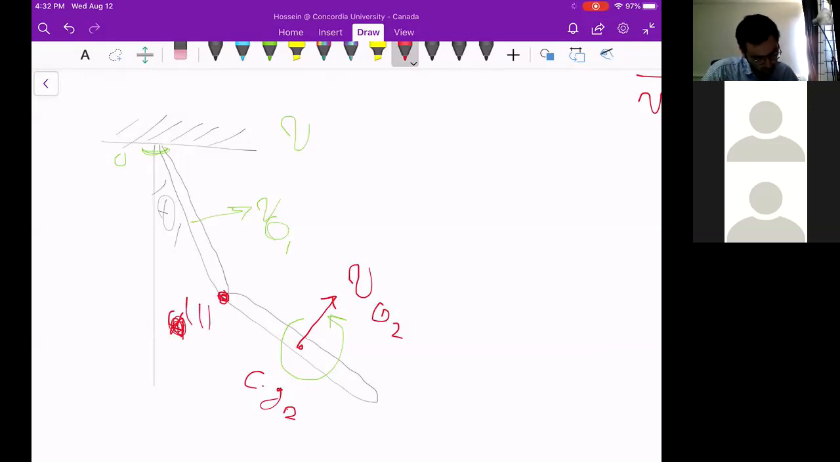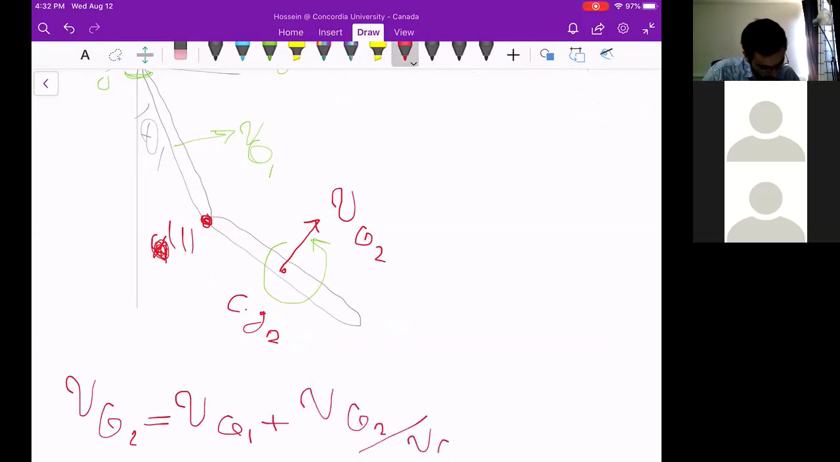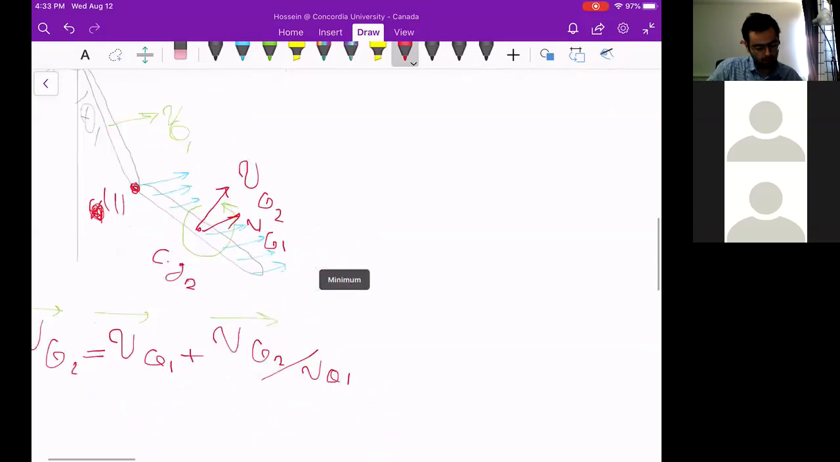So VG2 basically is VG1 plus VG2 with respect to VG1. This velocity is applied to this point. So all the particles in the second bar are subject to this velocity. Therefore, I just transfer the velocity here, VG1. You have to make a summation between the two vectors. I gave you the formula.